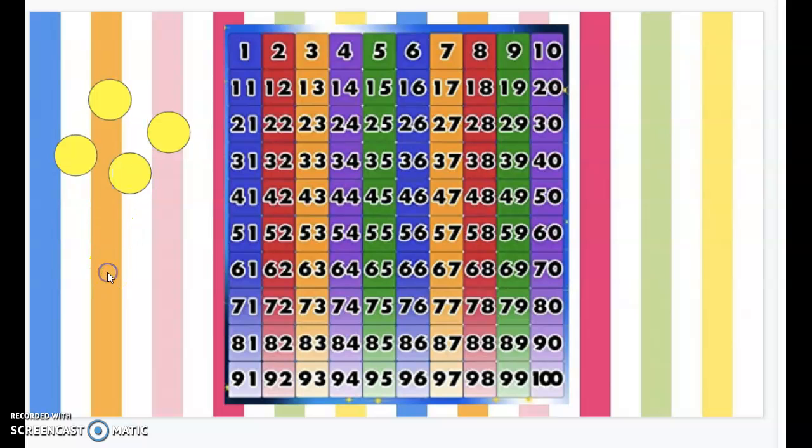All right, let's do it like this. All right, so look at all of these dots. I have 4 dots. If I got 1 more, what would that look like? Right, 5 dots. 1, 2, 3, 4, 5. If I had 1 less than 5, that would be 4. Very good.